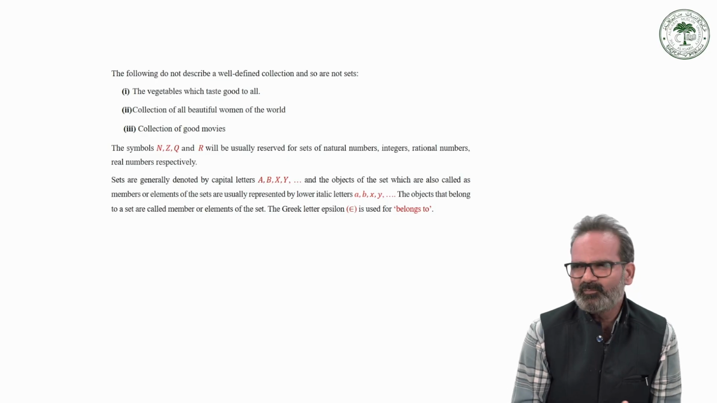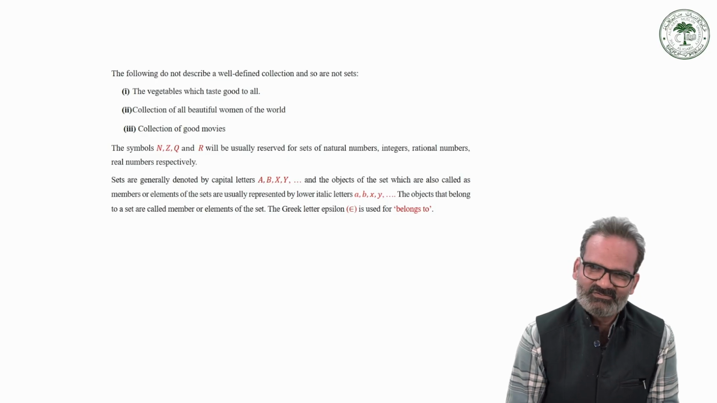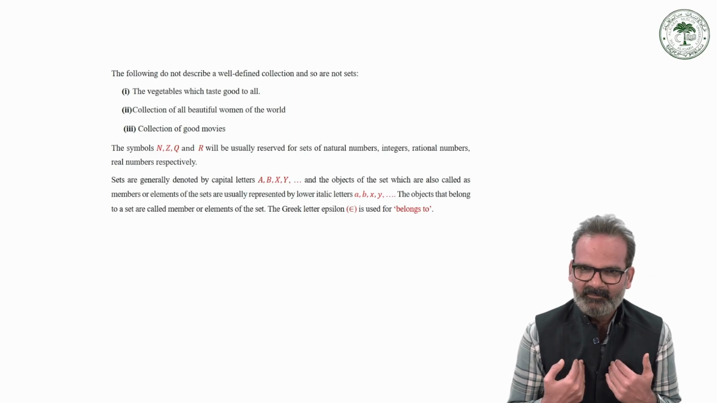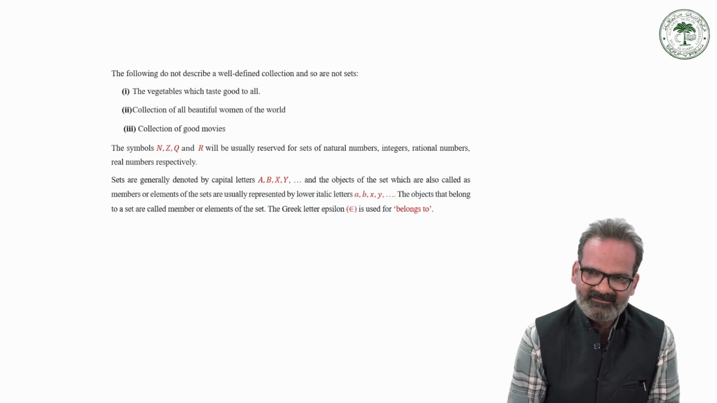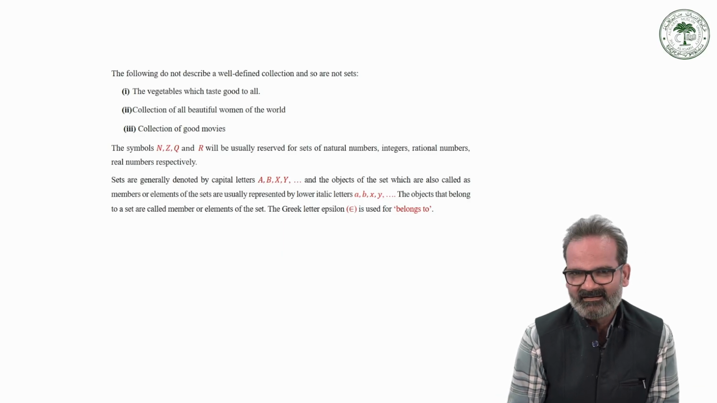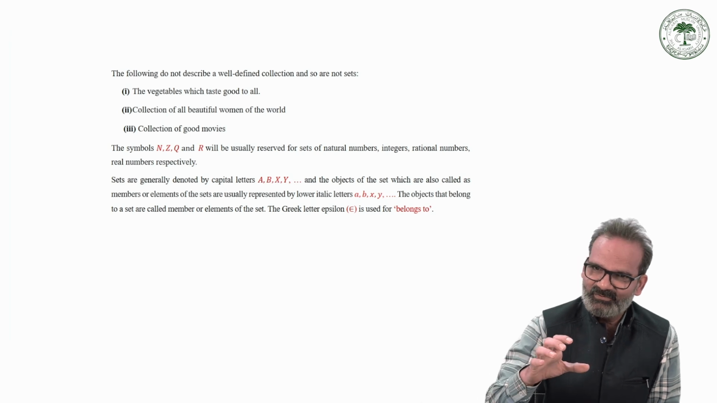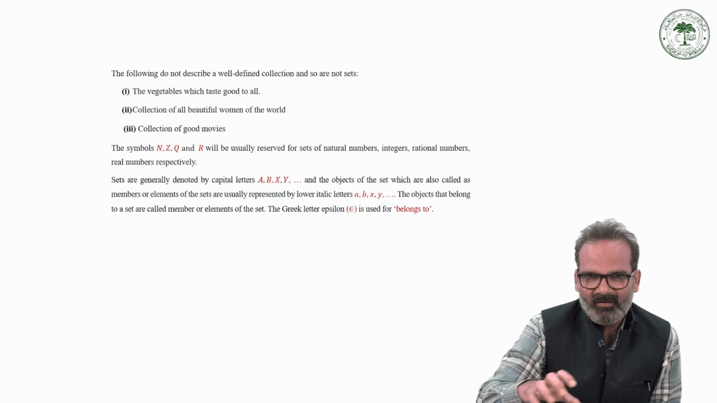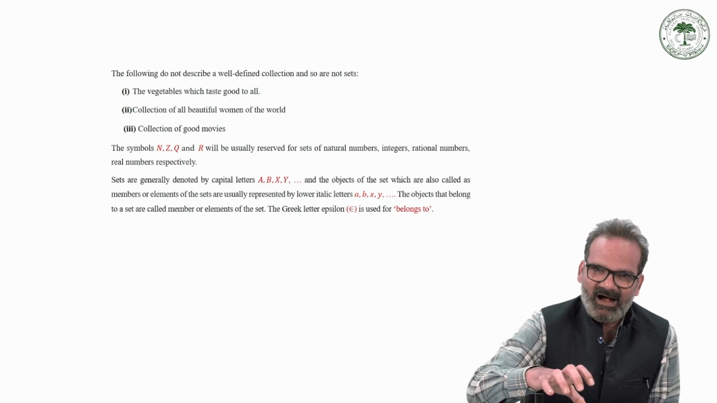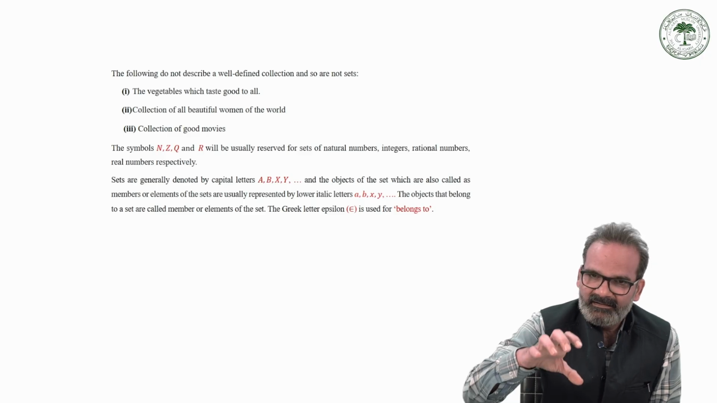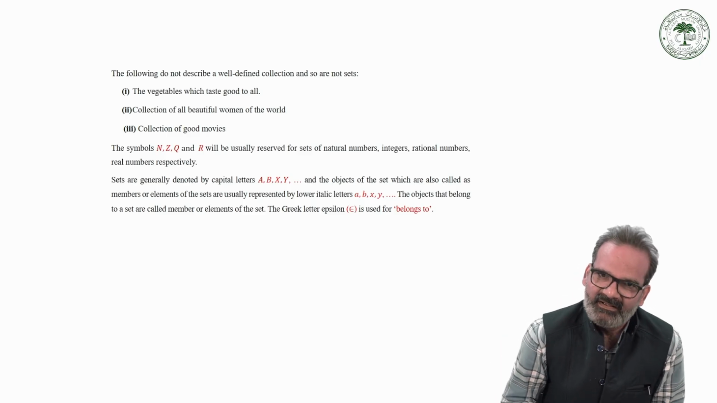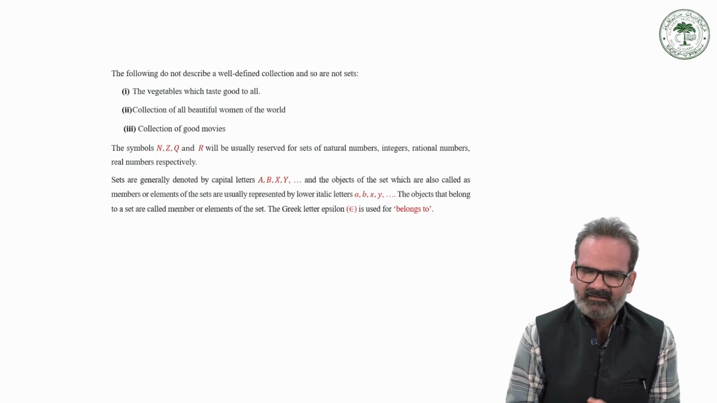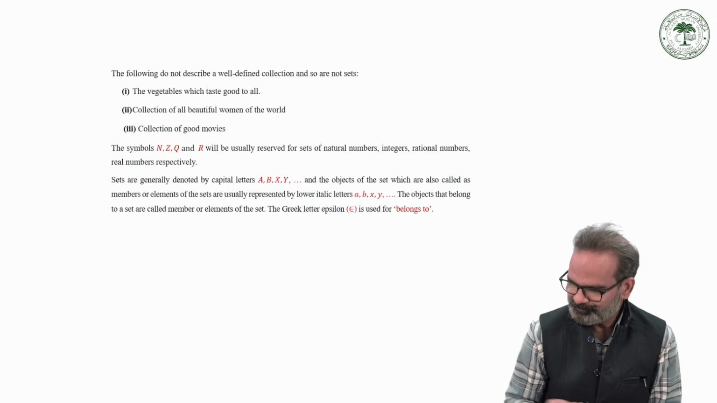Example 3, collection of good movies. How will you define whether a movie is good or not? It varies from person to person. I may like a movie, but you may not like it. So it is also a subjective or qualitative criterion. And as I have told you, whatever characteristic or property you have chosen among all the items must be either globally accepted or it must have a quantitative representation. Only then we say that such a collection is well defined. If not, it is not well defined.